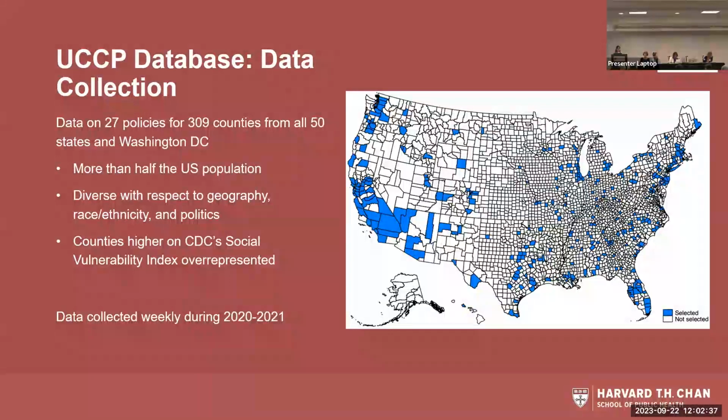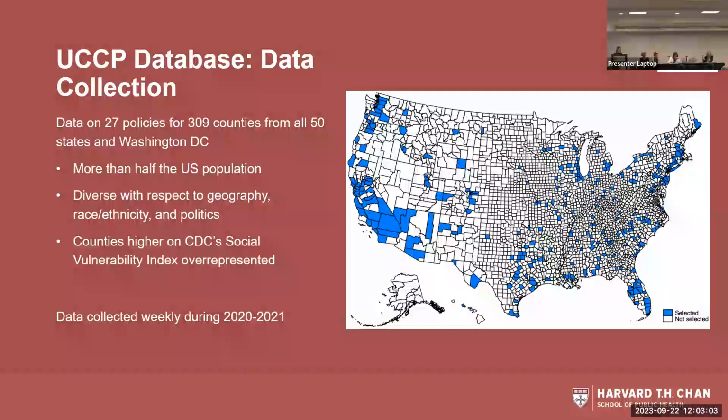So to give a little bit more detail on the database, our team is gathering data on 27 different policies for over 300 counties across all 50 states and Washington, D.C. These counties are shown in blue on the map. And while there's over 3,000 counties in the U.S., these 300-ish counties include more than half the U.S. population, and they're diverse with respect to geography, race, ethnicity, and politics.